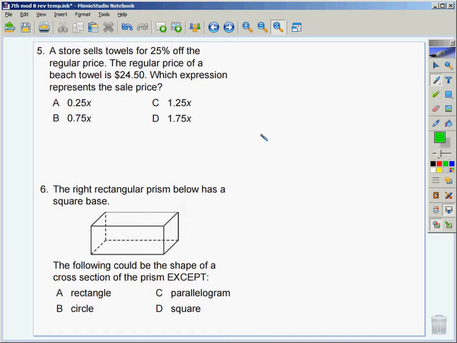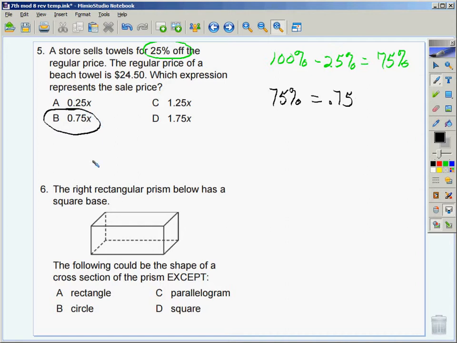Number 5 is a review question. A store sells towels for 25% off. When it says 25% off, am I going to be adding or subtracting? Subtracting. I normally pay for 100% of the item, but they're taking 25% off. So I'm actually going to pay for 75% of the item. 75% written as a decimal, you'd move the decimal point 2 places, it'd be 0.75. So I'm looking for the one that says 0.75 times X, which is why B is the correct answer.